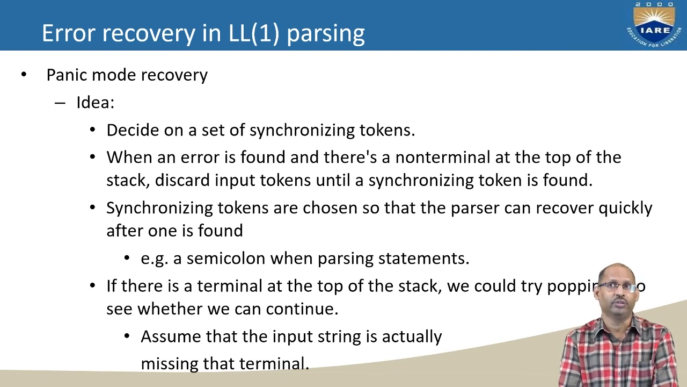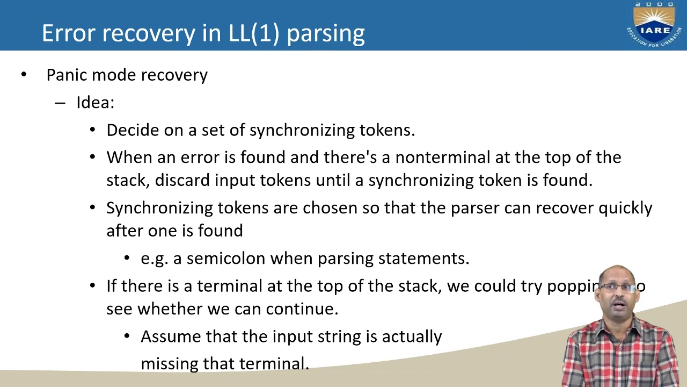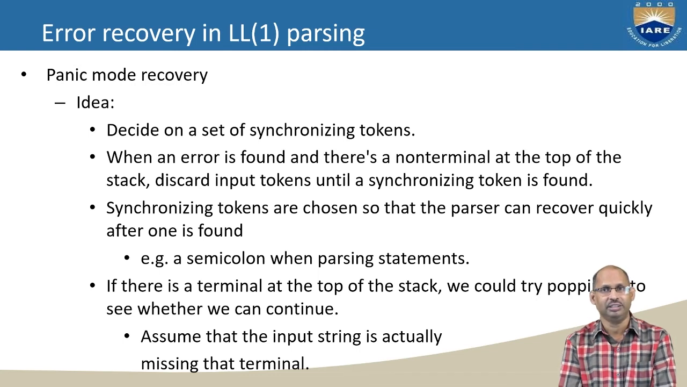So, when an error is found and there is a non-terminal at the top of the stack, simply discard the input tokens until a synchronizing token is found. Then discard the input tokens until the respective token is found. The synchronizing tokens are chosen so that the parser can recover quickly after one is found. For example, a semicolon when parsing statements.